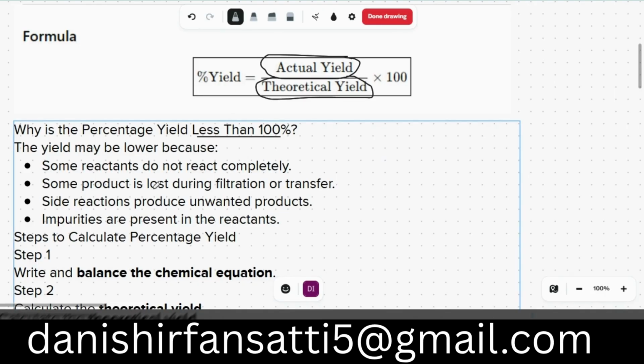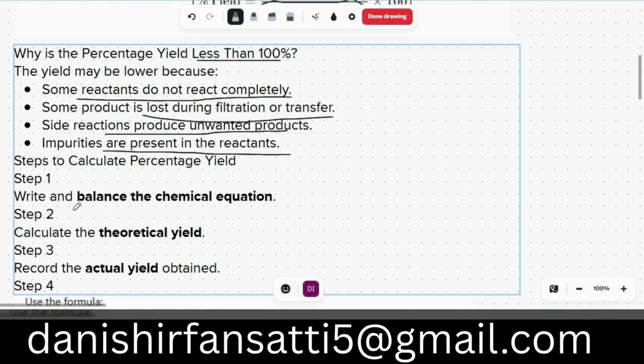The yield may be lower because some reactants do not react completely, or some product is lost during filtration or transfer. Side reactions produce unwanted products, and impurities are present in the reactants. You have to remember these things. That is a short question in IGCSE.